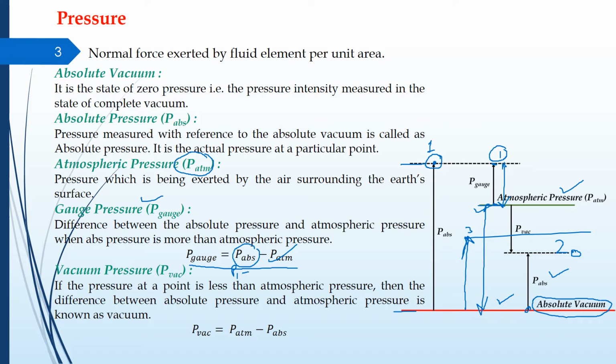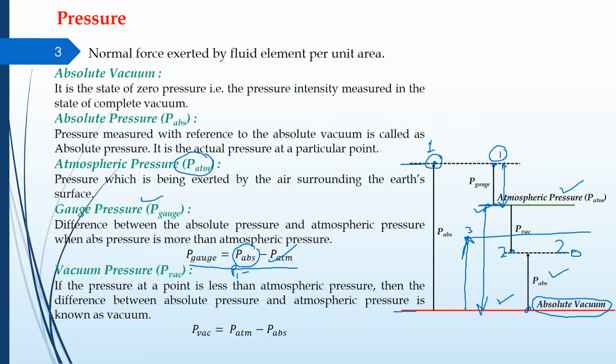Now, if the pressure at a point is less than the atmospheric pressure, and this is certainly the case at point 2, we are measuring the pressure with respect to atmospheric pressure, and we know that this atmospheric pressure is more than the pressure at point 2. So P2 minus P atmospheric will be negative. So certainly that pressure will be called the vacuum pressure.